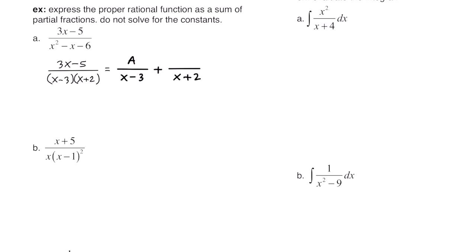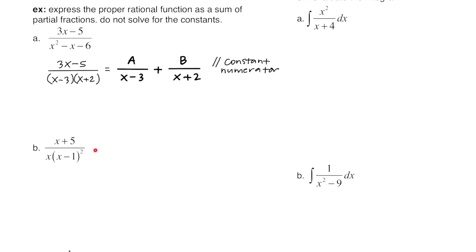So first we'll just start with the letter A, that's your constant numerator. This denominator is also linear, so its numerator is also going to be a constant. So we'll just work down the alphabet, so we'll use B. So again, the denominators are linear, therefore the numerators are a constant. So now we've written our rational function as a sum of partial fractions. And again, it said do not solve for the constants, so we're just going to leave our answer like this.